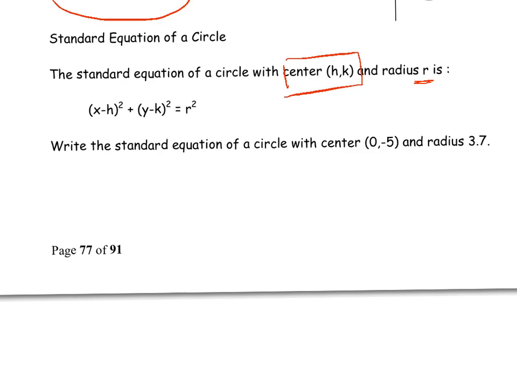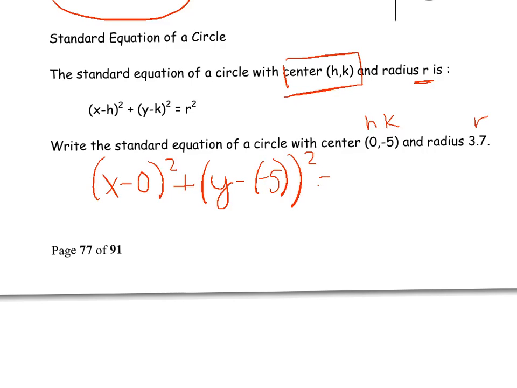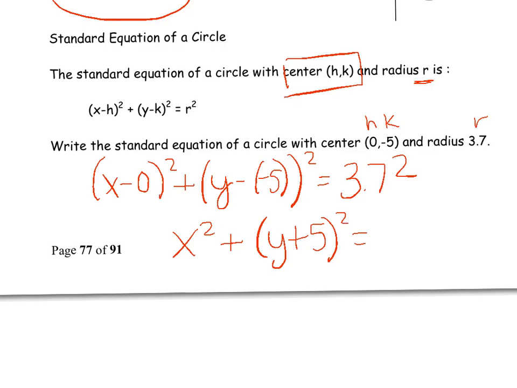So if I want to write the standard equation of a circle with a center at (0, negative 5) and a radius of 3.7, this is my h, this is my k, this is my r, and I plug all of those in. So it's going to be x minus 0 squared plus y minus negative 5 squared equals 3.7 squared. And then we're going to clean it up a little bit. So we get x squared plus (y plus 5) squared equals 13.69. And that is my equation for a circle with this center and this radius.